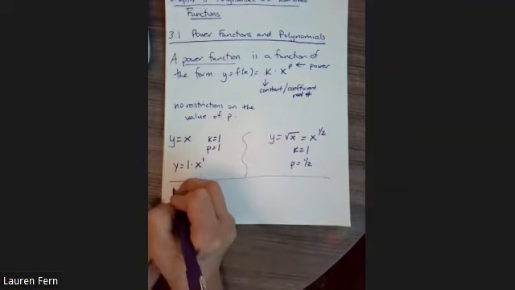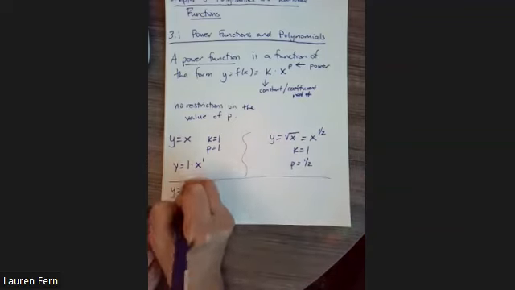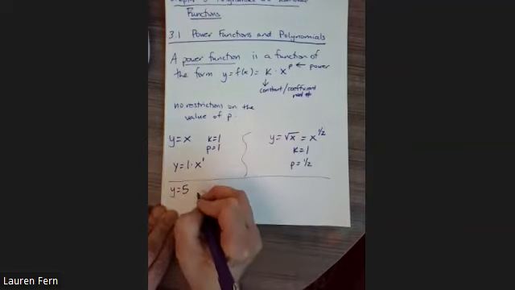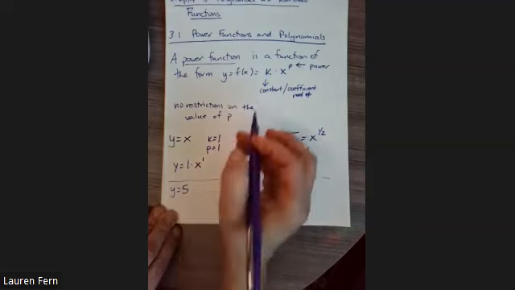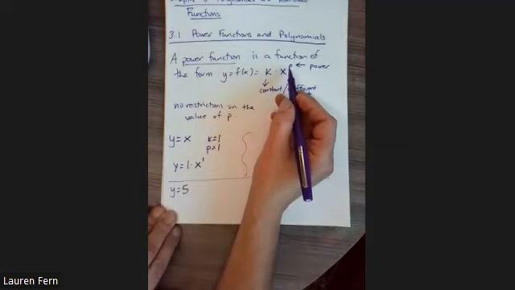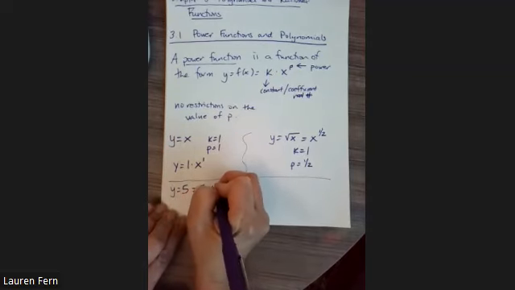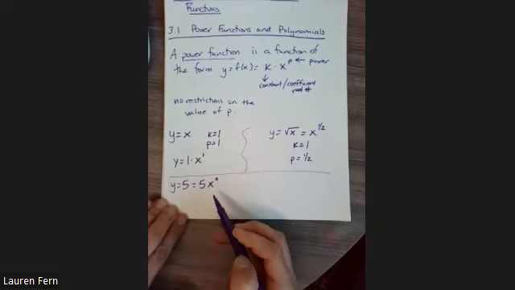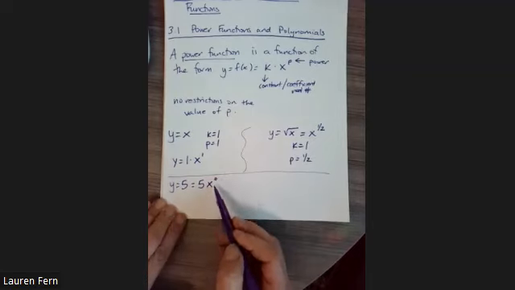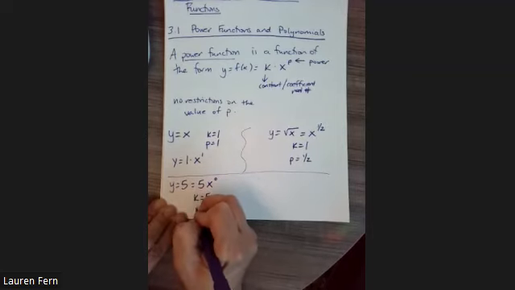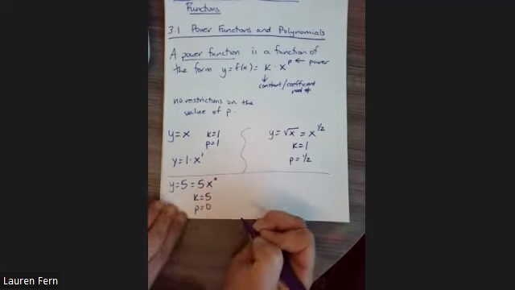All right, a couple more. What if I tell you y equals 5 is a power function? Well, how would we write this as k times x raised to some power? I claim I can write that as 5 times x to the 0 power because we know that anything raised to the 0 power is 1. So in this case, our k is 5 and our p is 0.